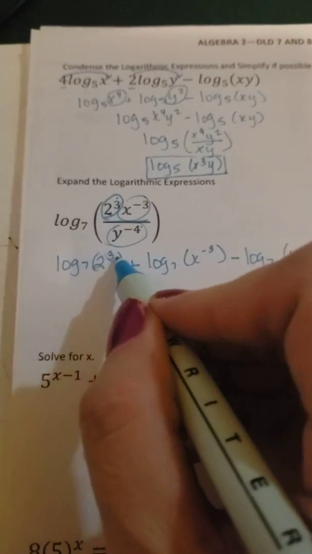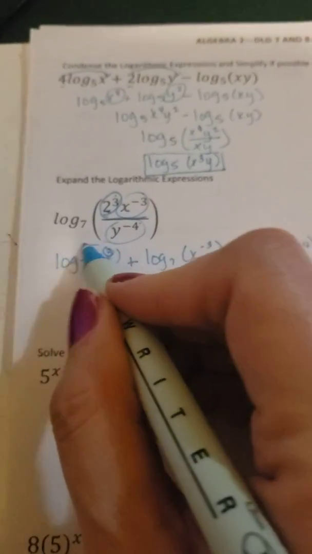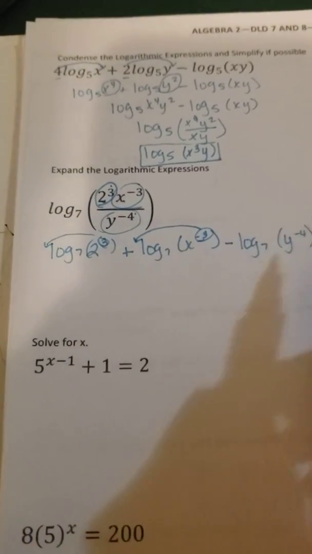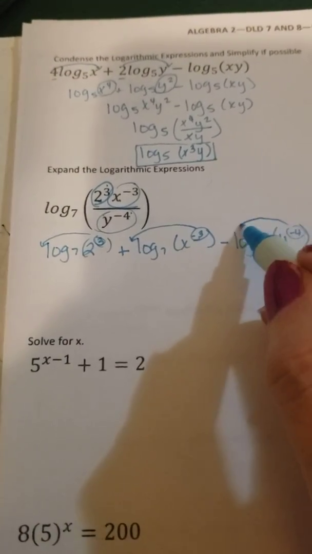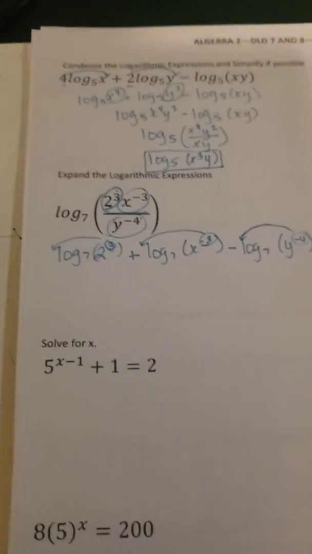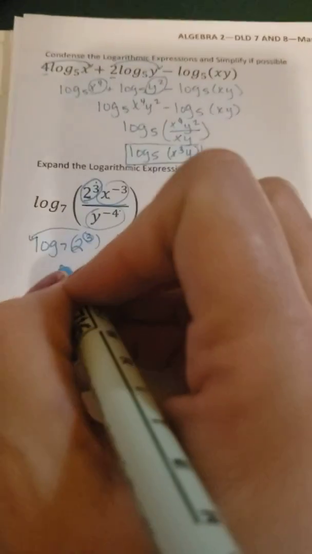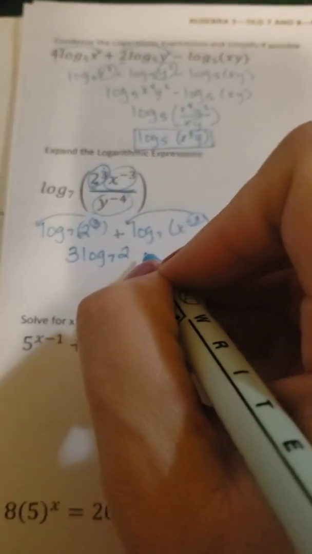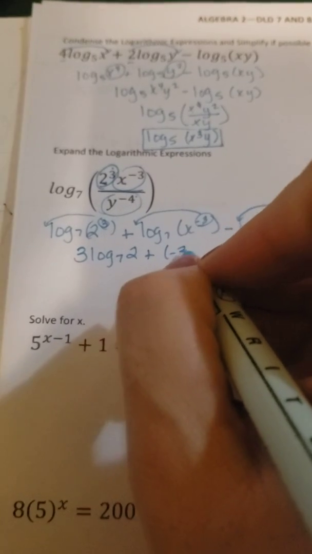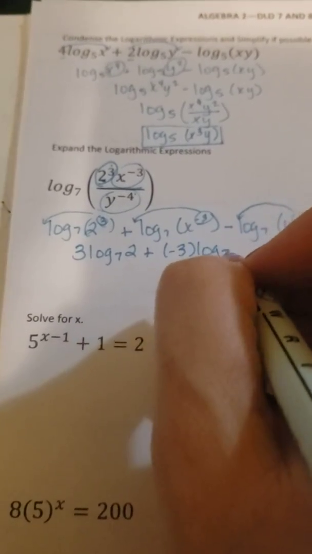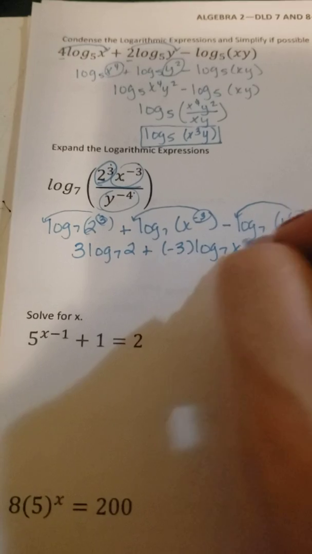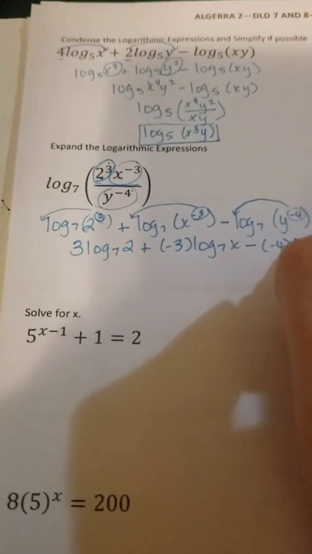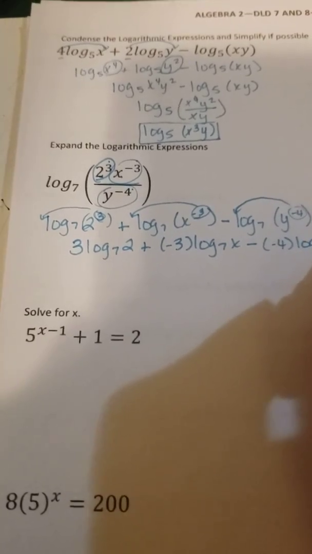So I have a 3 here, so that's going to come out here to the front. I have a negative 3 here, so that's going to come out here to the front. And I have a negative 4 here, so that's going to come out there to the front. So I now have 3 log base 7 of 2 plus negative 3 log base 7 of x, and then minus negative 4 log base 7 of y.